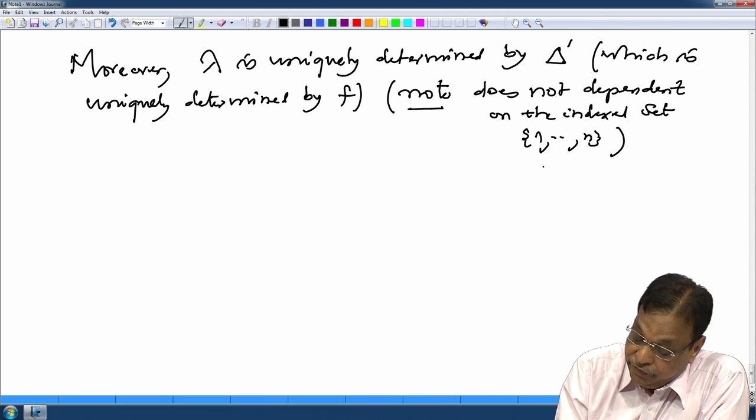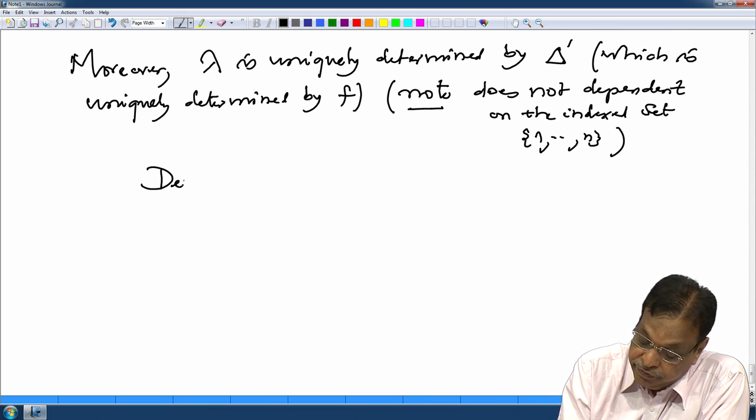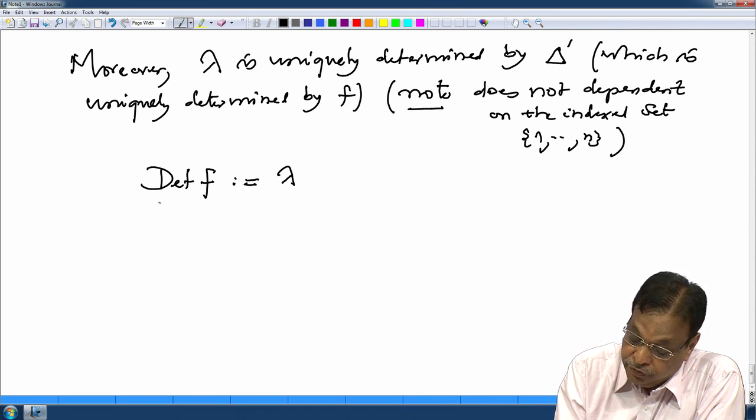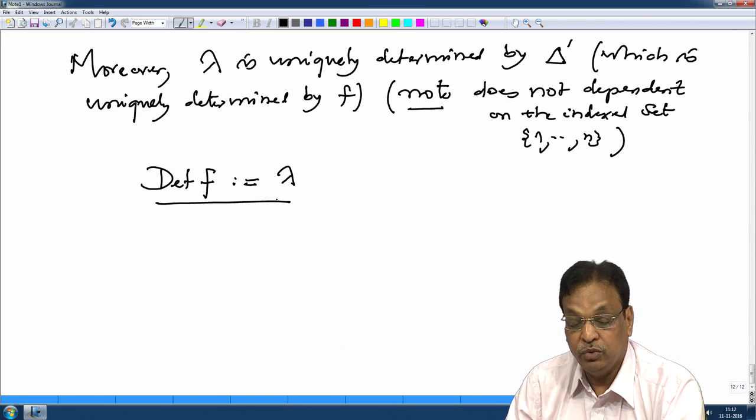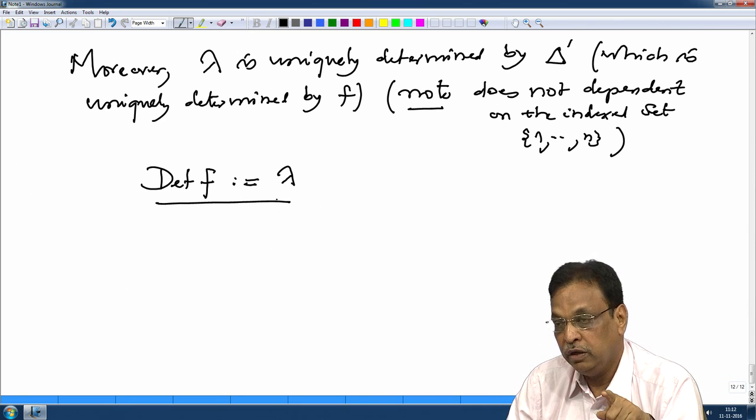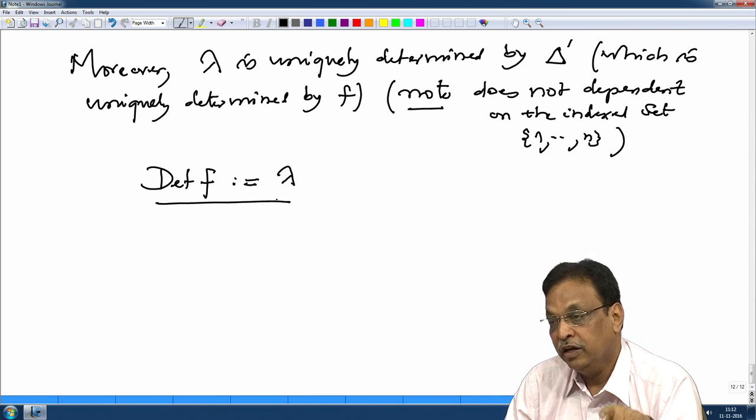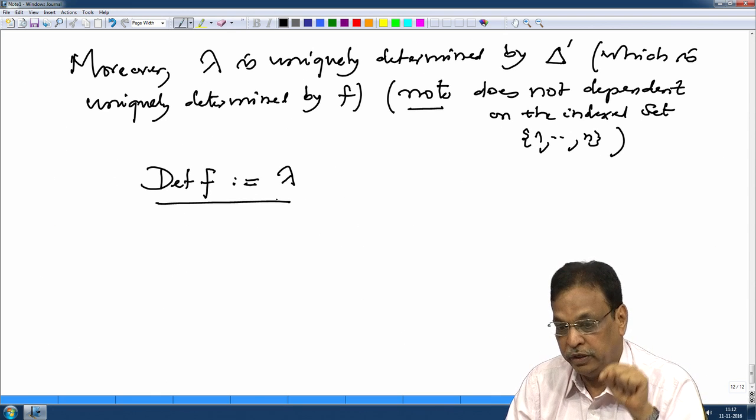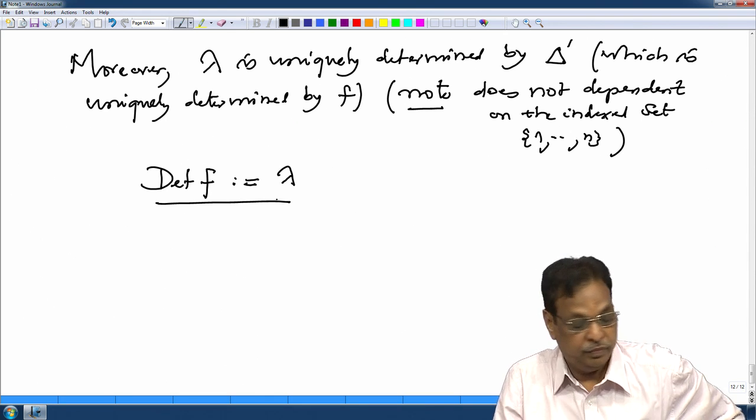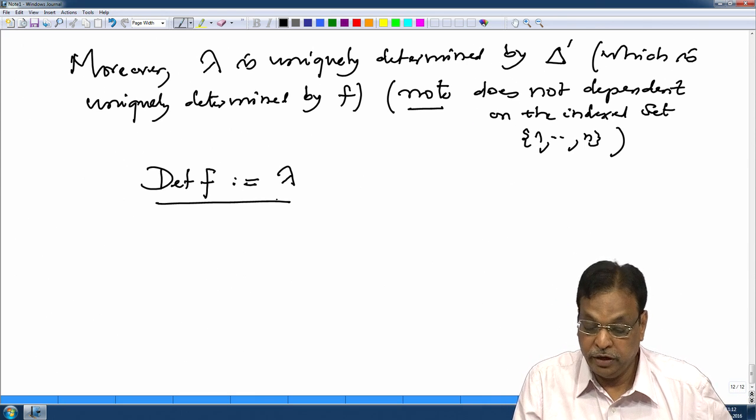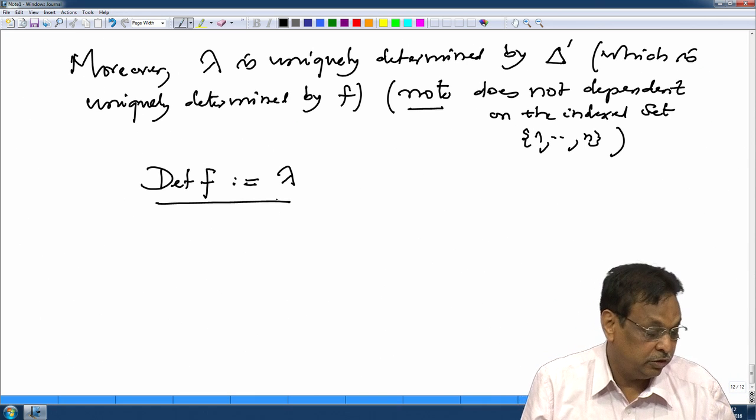So, this lambda I will define as the determinant of f. It is, by definition, that unique lambda. See, remember here the only thing I have used is that if I have a one-dimensional vector space, then any non-zero vector is a basis of that. That means every other vector is a unique scalar multiple of this given non-zero vector. This is the only fact I have used. So, this way we have defined the determinant of a linear operator directly without going through any basis.